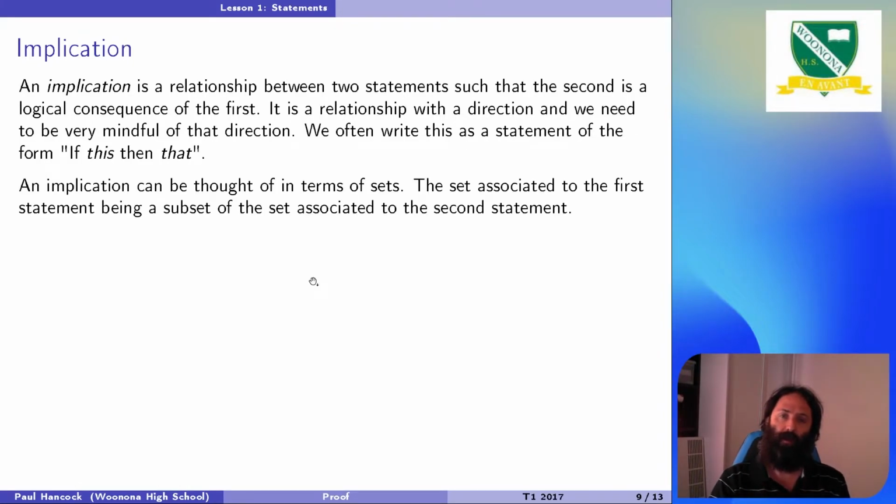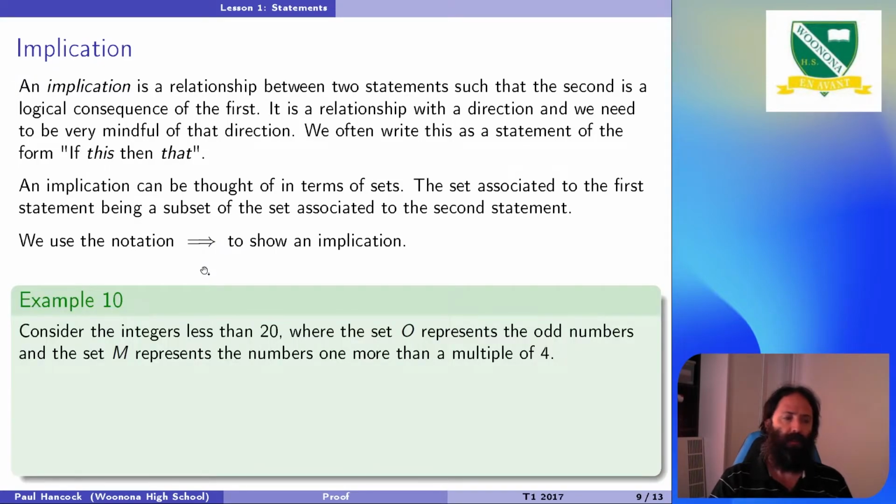Okay, and again, to bring it back in terms of sets, we can think of these as subsets. Okay, and we can introduce this new double arrow kind of symbol here, and again it has a direction to it. So here's an example. Consider the integers less than 20, and we're going to say that the set O represents the odd numbers and the set M represents the numbers that are one more than a multiple of 4.